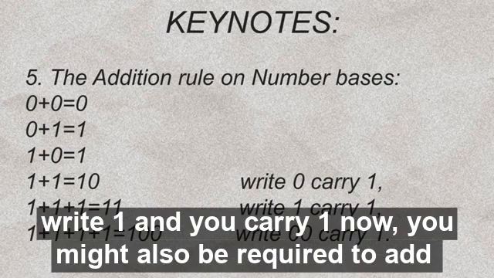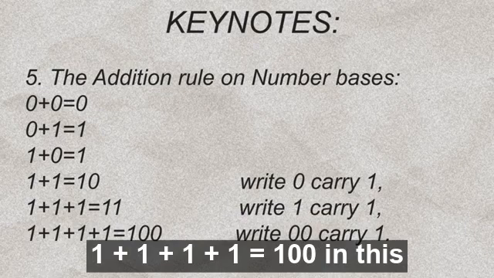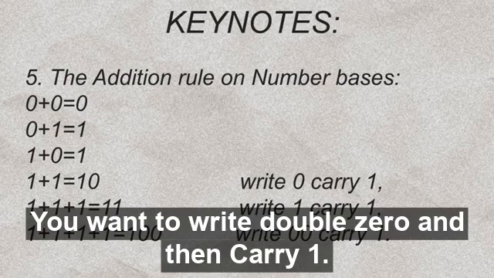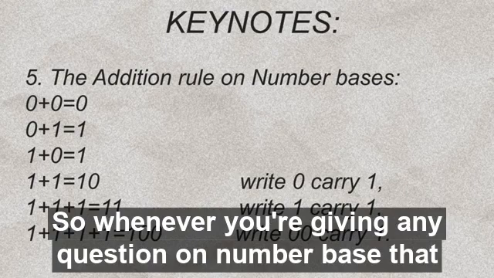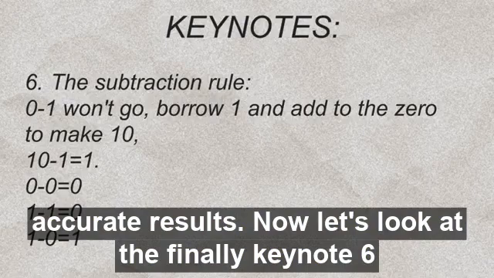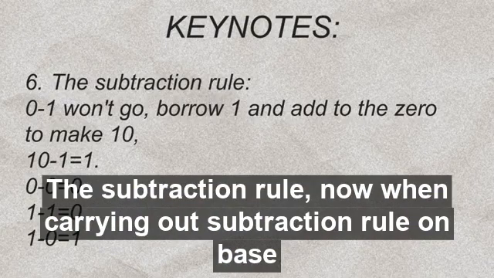Now, you might also be required to add 1 plus 1 plus 1 plus 1. That will give you 100. Now in this instance, you write 00 and then carry what? 1. So whenever you are given any question on number bases that requires addition of base 2 numbers, use this rule and you'll get an accurate result. Now let's look at the final keynote, keynote 6, the subtraction rule.